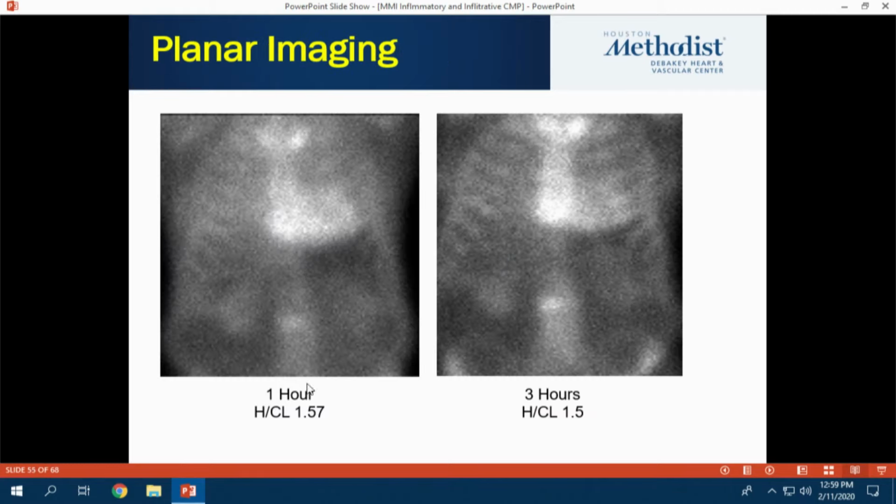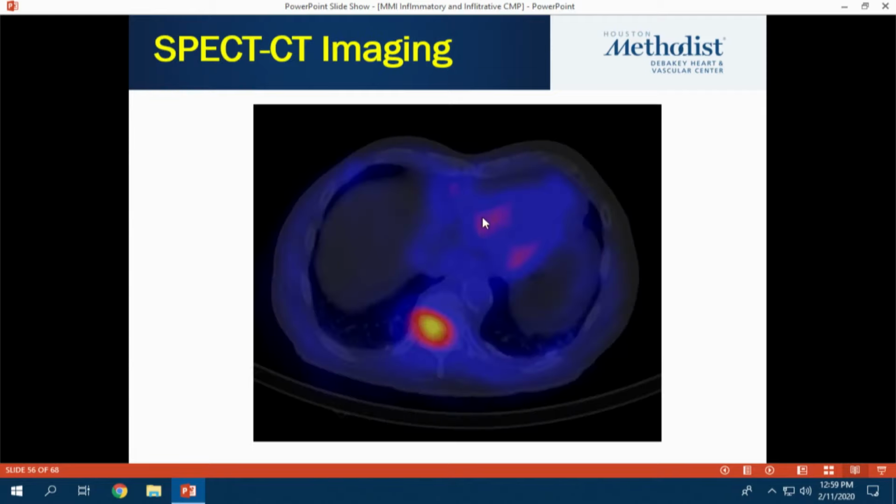And this is another patient where you can see at 1 hour there was a lot of uptake, with a ratio of 1.57. At 3 hours, the ratio is 1.5. When we did this, you can see that the signal is coming mostly from the basal anterior septum and basal inferolateral wall. So now I'm pretty sure that this is coming from the heart, although it's not involving the entire heart. The ratio is really at the cutoff, but I'm pretty sure that this signal is coming from the heart. And obviously, you have intense vertebral uptake because this is just a bone scan there.